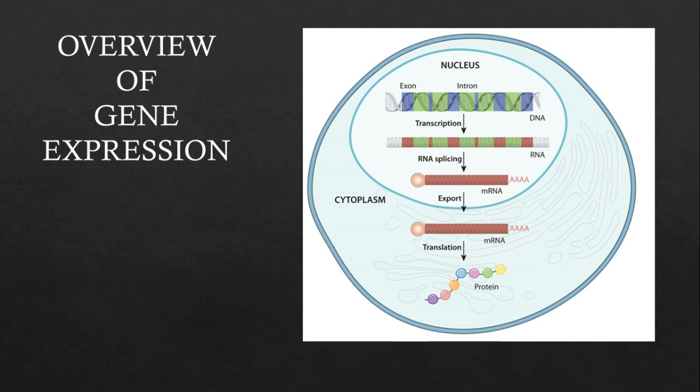Overview of gene expression. First, both coding and non-coding regions of DNA are transcribed into mRNA. Introns are removed during initial mRNA processing. Exons are spliced together, and the spliced mRNA molecule leaves the nucleus through the addition of an end cap and a poly A tail. The mRNA is then used to construct protein.